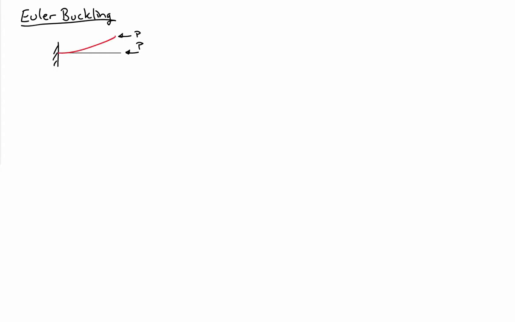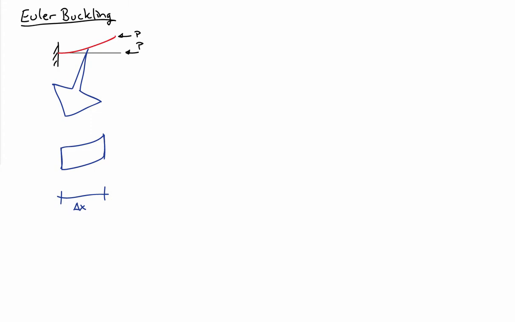So this is the state that we're going to try and figure out. The way we're going to do this is we're going to write down the equilibrium equations for the system and then look at the solutions of those equilibrium equations and look for the appearance of secondary non-trivial solutions. So let's go ahead and cut out a differential element from the buckled shape of the beam.